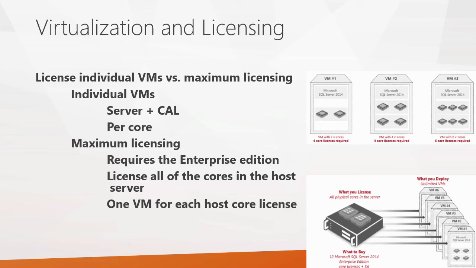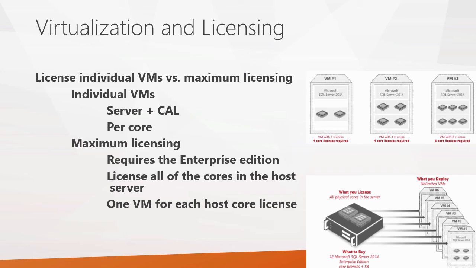Off to the right here, you can see a couple of examples on the top. This is an example of using core licensing with VMs. In our VM number 1, you're licensing 2 virtual cores. But in order to do that, you have to have 4 core licenses. Now, why is that? Because there's a minimum of 4 core licenses required for every instance. So 4 core licenses is the minimum.